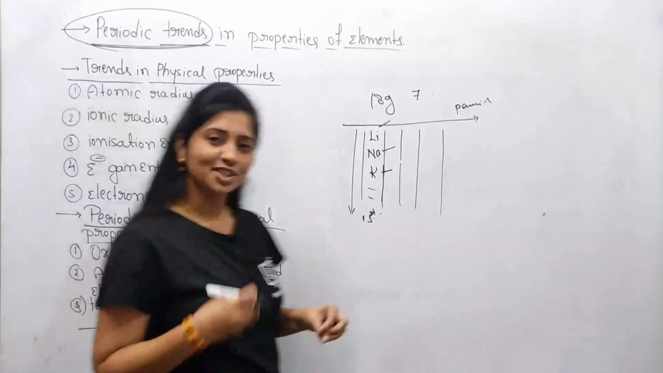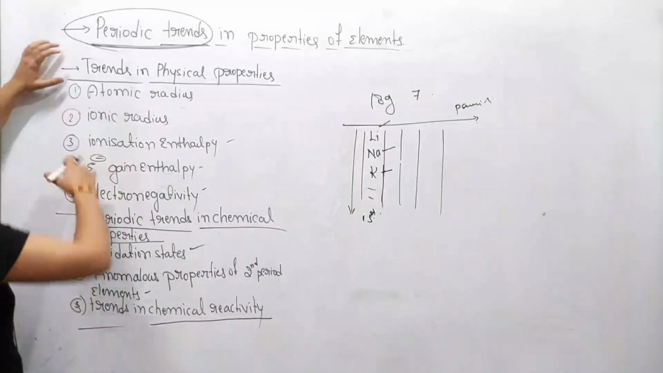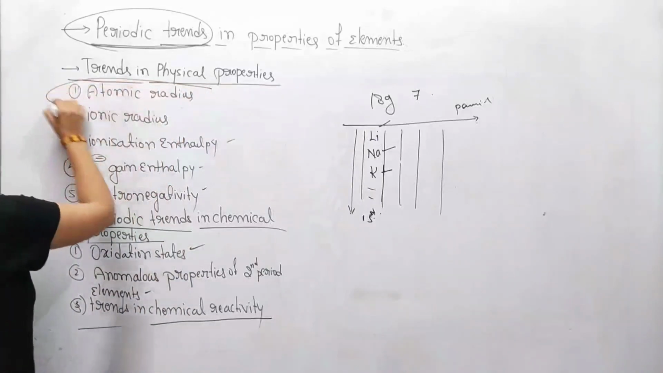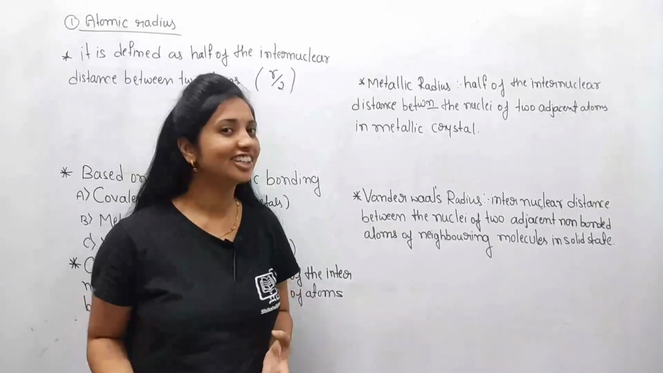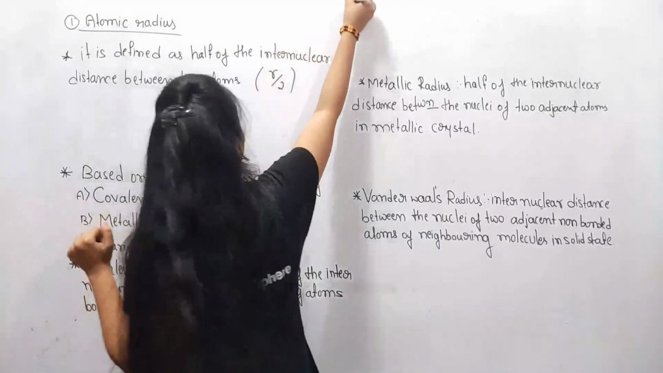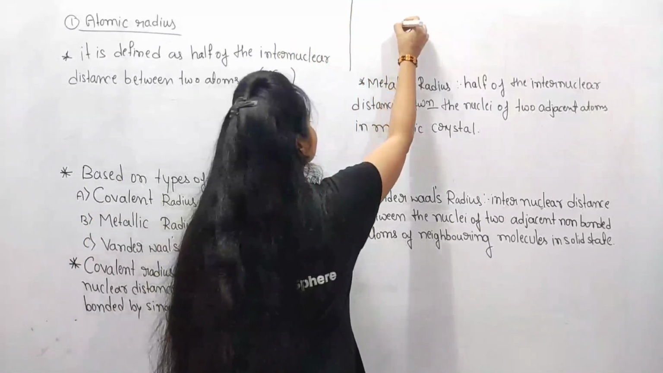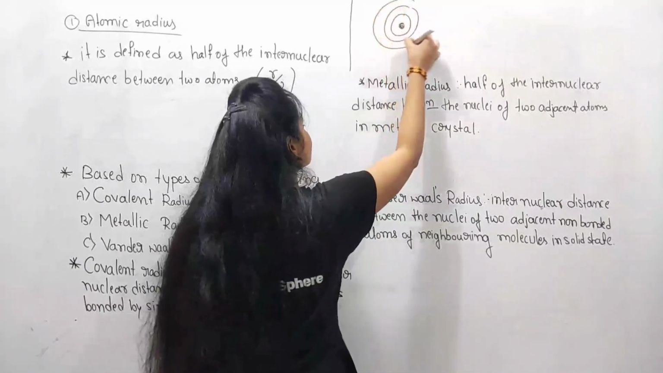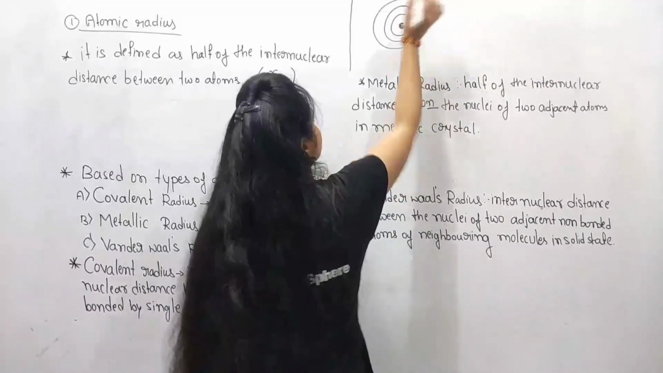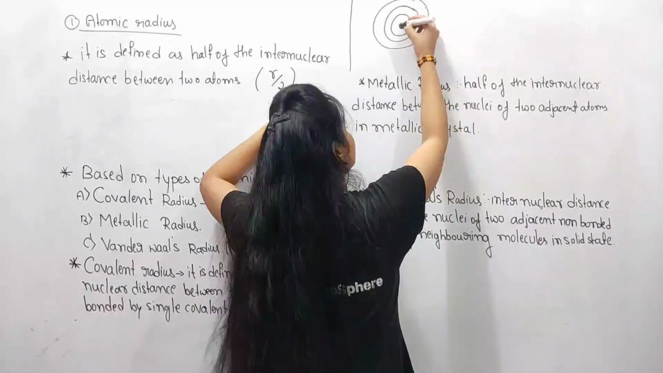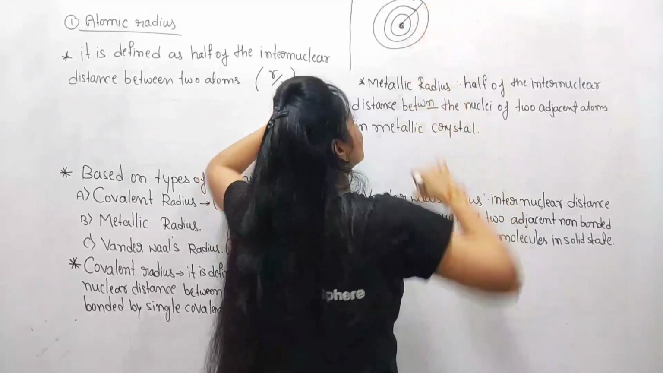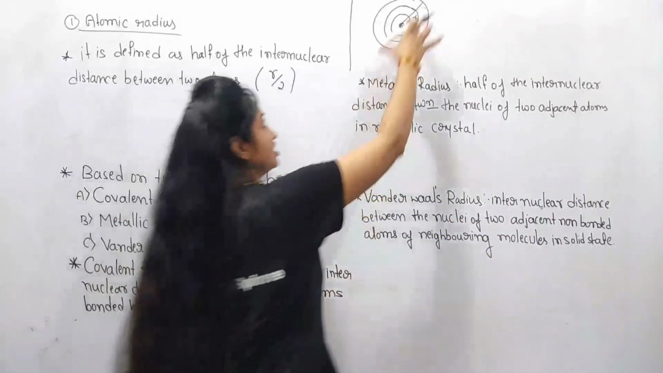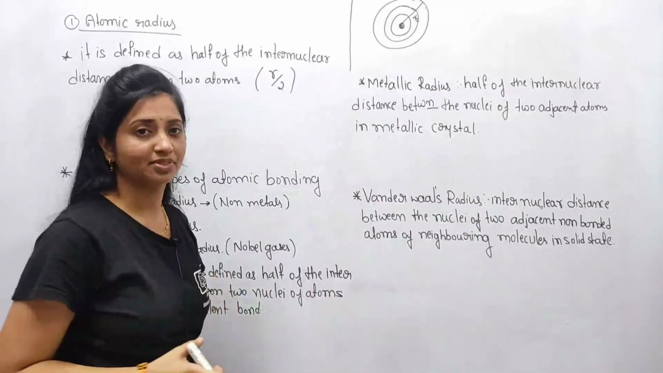In this class, I am going to discuss with you the periodic trends in physical properties. First, I wish to start with the atomic radius. In your earlier class, you learned the definition of atomic radius like this. This is the nucleus. These are the shells. This is the outermost shell of this atom. The distance between the nucleus and the outermost shell of this atom is called the atomic radius. So this is the atomic radius of the atom.